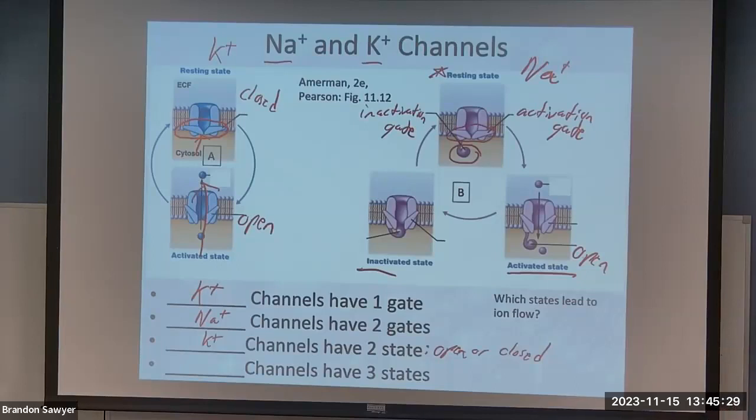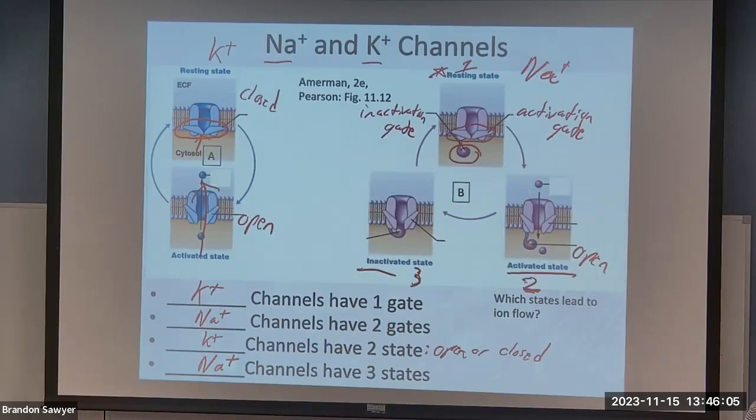So it's a channel that has 2 gates, but it really has 3 states, right? State number 1 is resting. State number 2 is activated. Sorry, state number 3 is inactivated. So the sodium channel is the one that has 3 separate states, and that's going to play a really crucial functional role in the way that our neurons and any electrically excitable cell work. Okay, questions on any of that so far?